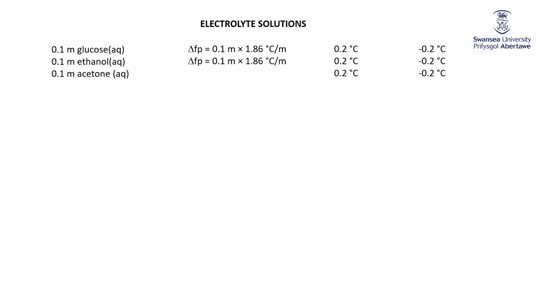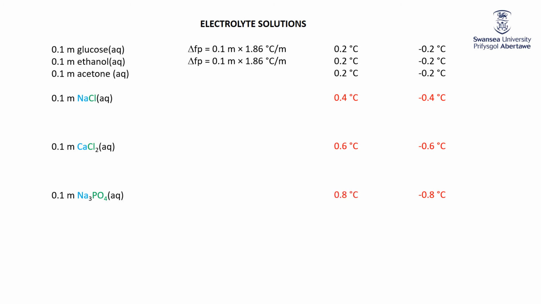However, if we take 0.1 molar sodium chloride, we actually find that the freezing point of that solution is about negative 0.4 degrees Celsius. In other words, it changed by 0.4. If we take calcium chloride, we find it freezes at negative 0.6, so a change of 0.6. Now notice I haven't changed concentration, they're all 0.1. And then 0.1 sodium phosphate actually freezes at minus 0.8, so that's a change of 0.8. So why do these three ionic substances have a much bigger change in the freezing point?